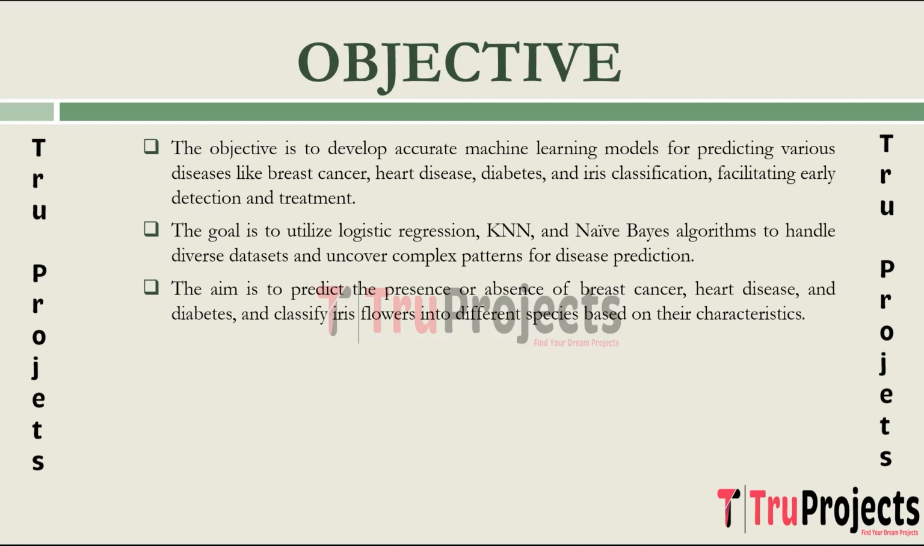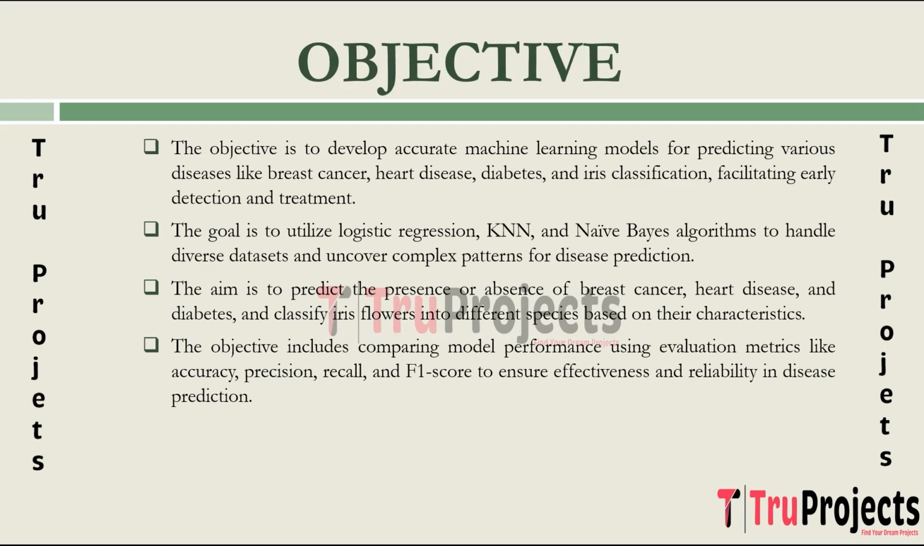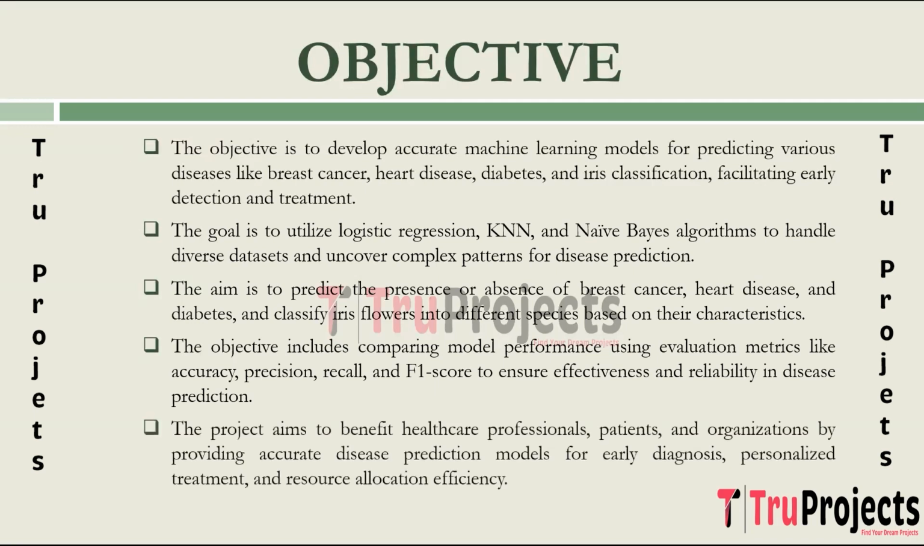The aim is to predict the presence or absence of breast cancer, heart disease, and diabetes, as well as classifying iris flowers into different species based on their characteristics. The objective includes comparing the performance of developed models using evaluation metrics such as accuracy, precision, recall, and F1 score to assess their effectiveness and reliability in disease prediction tasks. The project aims to benefit healthcare professionals, patients, and healthcare organizations by providing access to accurate disease prediction models, facilitating early diagnosis, personalized treatment planning, and efficient resource allocation.